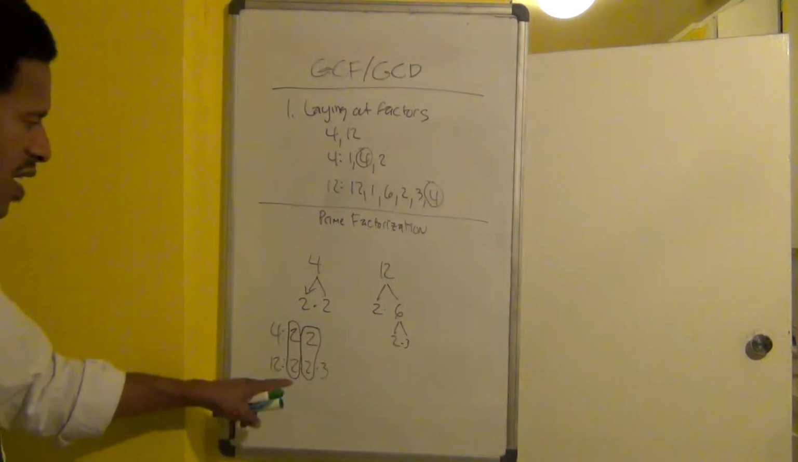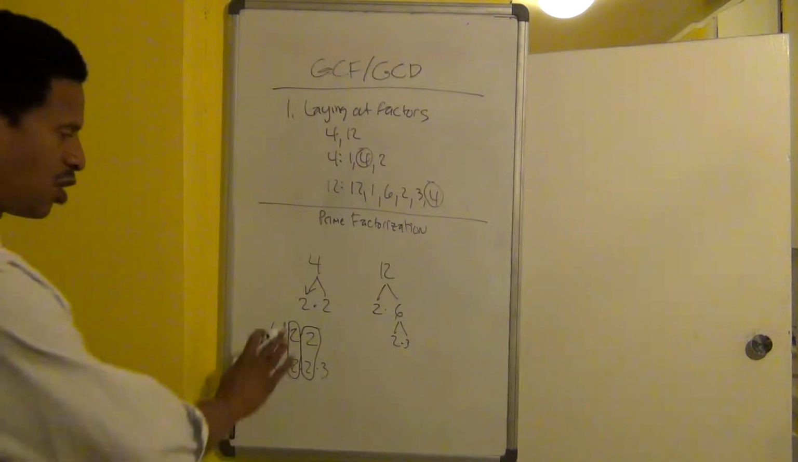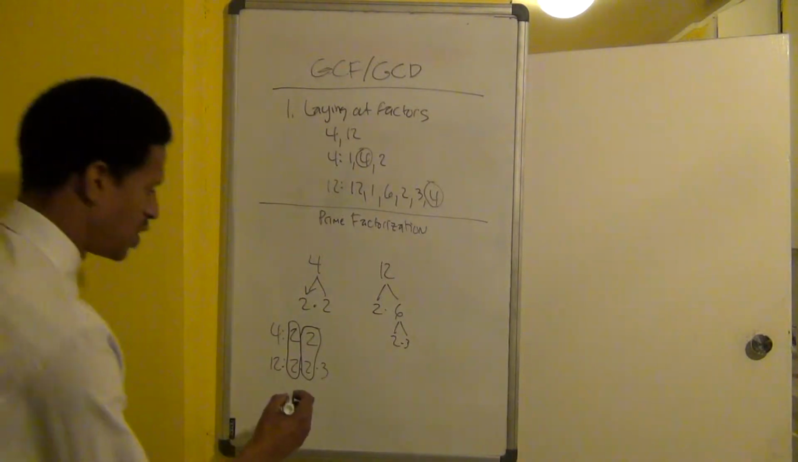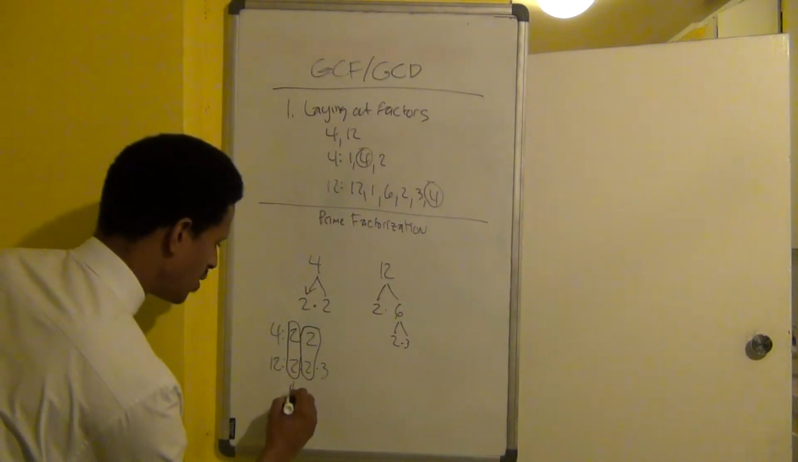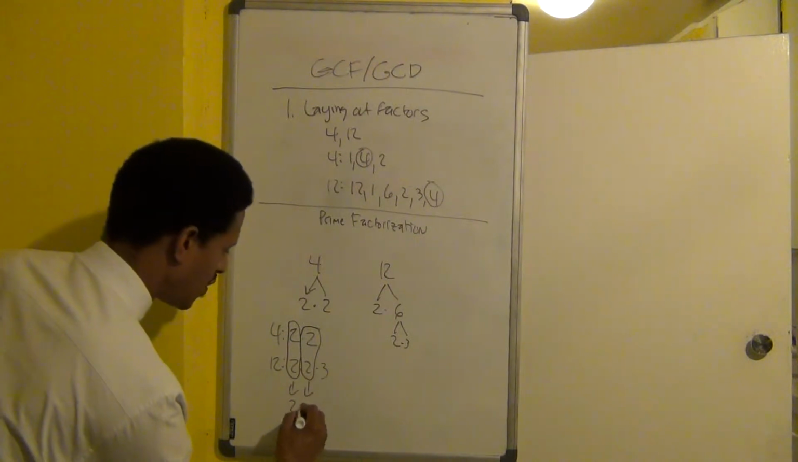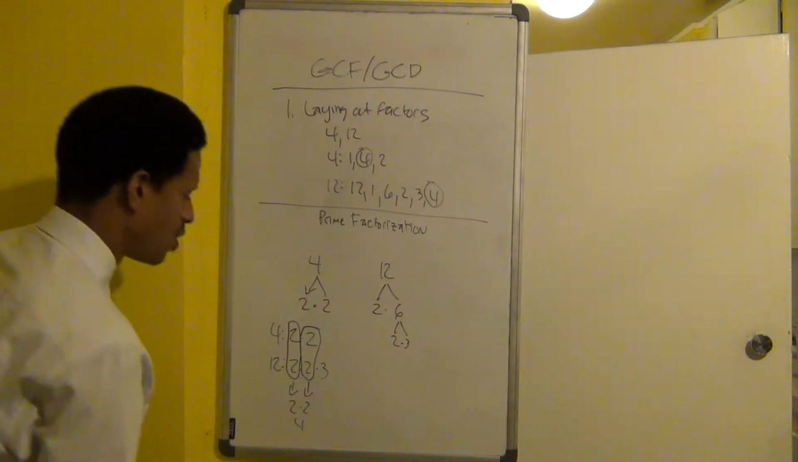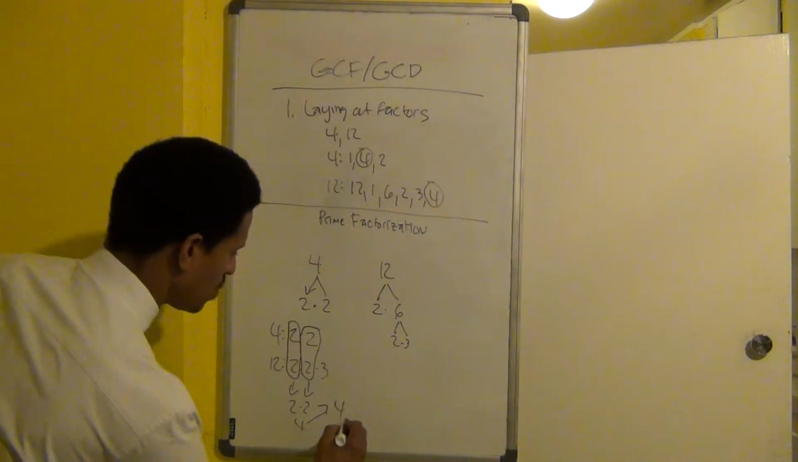Notice what they don't have in common. They don't have the 3 in common. Therefore, we don't bring it. So we go down here. I've got 2 here, I've got 2 here. That gives me 4. Or let's go 4 here because I'm not sure you can see there.